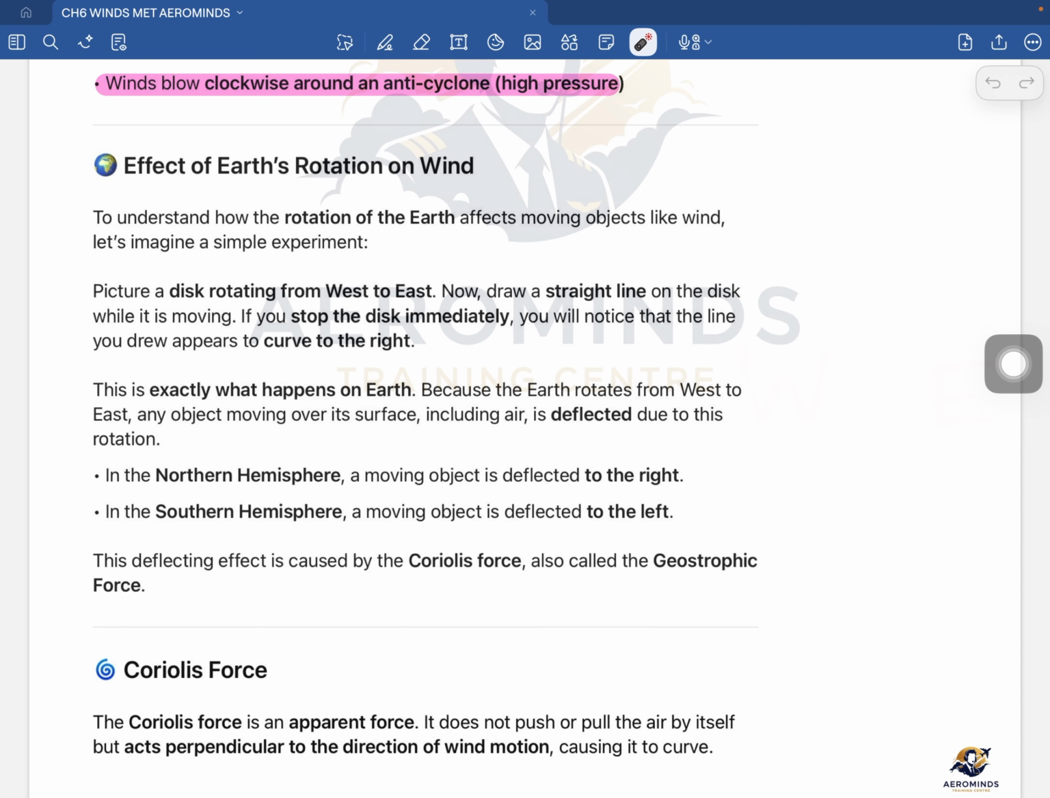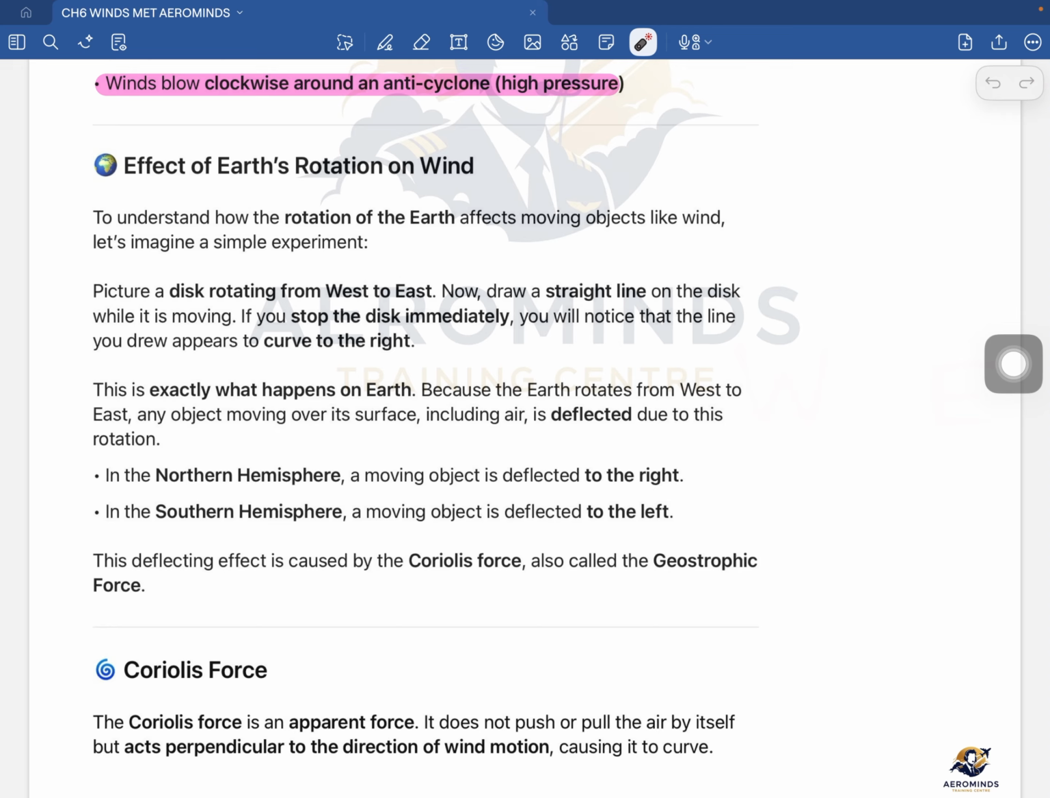So a very important point here is, from your hand's point of view, you try to draw a straight line, but because the disc was rotating under your hand, the path looks curved when observed from outside. Okay, this is exactly what happens on the Earth.